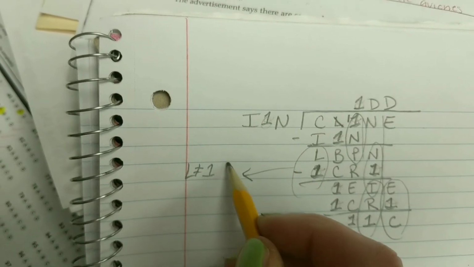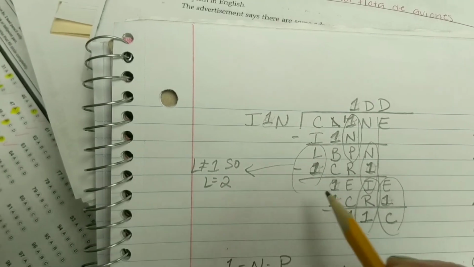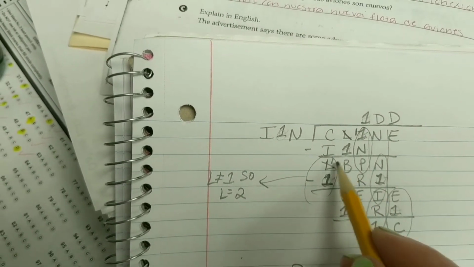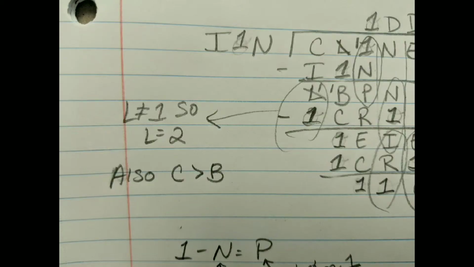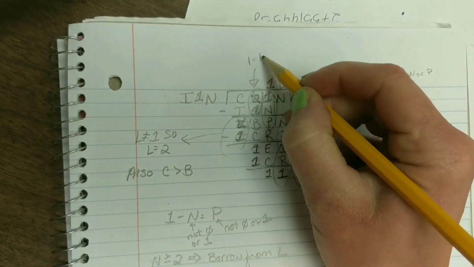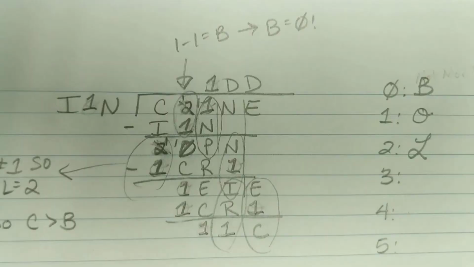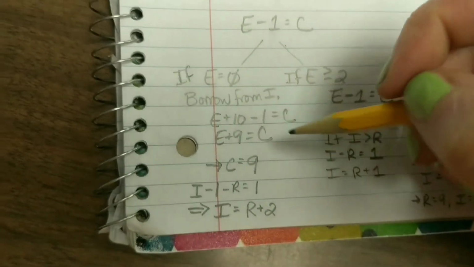I notice that L and 1 have nothing between them. Since O is 1, L cannot also equal 1, which means the B had to borrow from the L. And so L equals 2. It also means, since we had to borrow, that C is greater than B. So let's come back to that after we replace all the L's with 2. When I do that, I notice the top row now says 1 minus 1 equals B. So B equals 0. That means E is not equal to 0, so I can cross out that case.